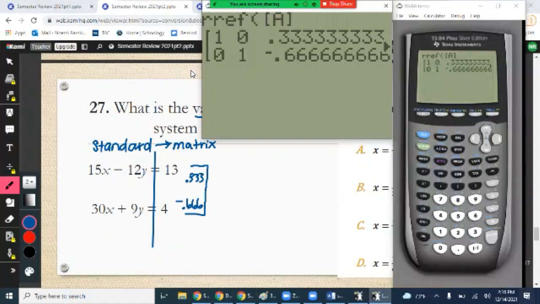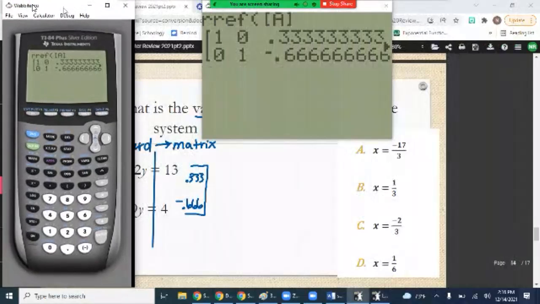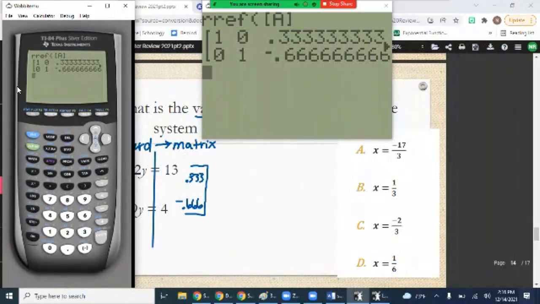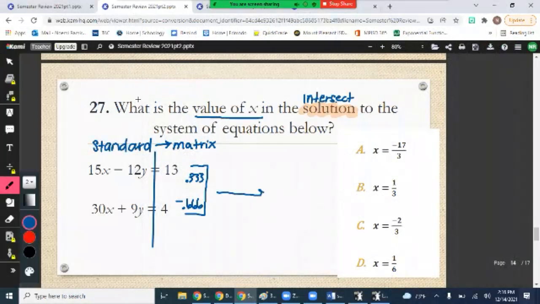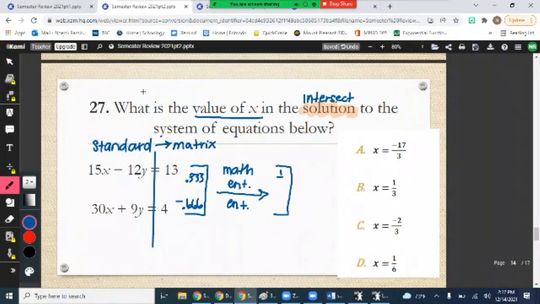67. Okay. Now, if you look at the answer choices, you notice that all of your answer choices are in what form? They're in the form of a fraction. So what can I do to convert this back to a fraction? Math, enter, enter. And it actually works for matrix. So math, enter, enter. Math, enter, enter. And it'll give you 1/3 at the top, negative 2/3 at the bottom.